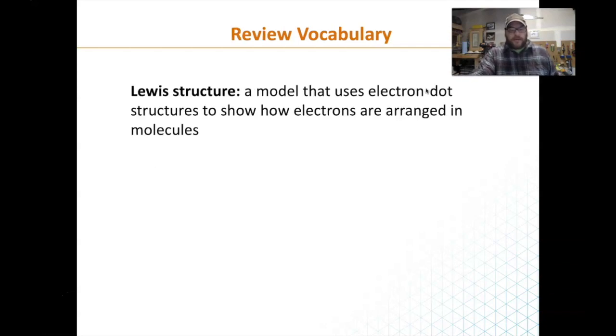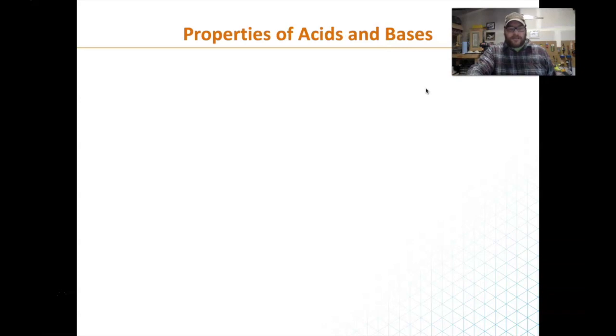All right, so moving on. Remember, a Lewis structure or a dot structure is a model that uses the electron dots around the symbol to indicate the outermost valence electrons of the atom. Okay, and we'll see Lewis structures later on in this lesson.